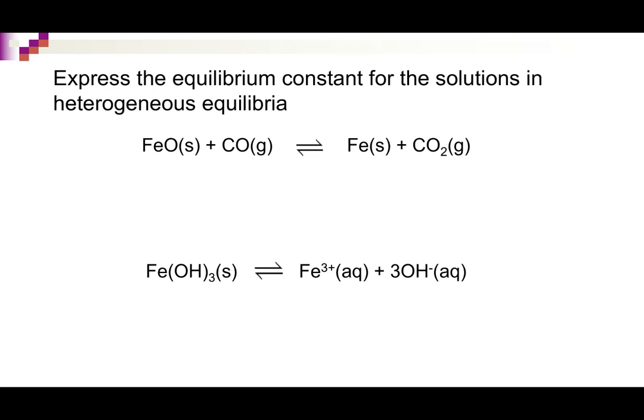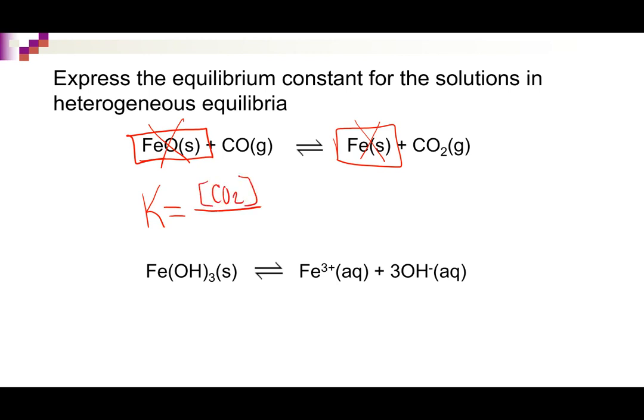All right, so first thing to point out is which ones are not included. So here I see a solid, I'm not going to include that. Here I see a solid, I'm not going to include that. So what's left? K equals concentration of products, so CO2, divided by concentration of reactants, so CO. That's it. That's the expression.